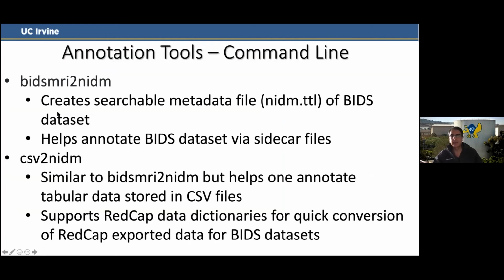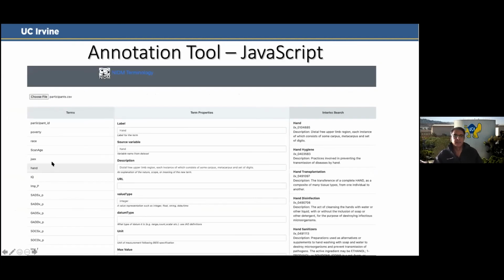So we have two command line tools for doing that: a BIDS to NIDM converter, and a CSV to NIDM converter, which can be used with any spreadsheet-style data set, any comma separated values file. And you can also do this with a JavaScript tool that we're developing. It's almost ready for prime time. So you load in your TSV file from your BIDS data set, and you do it this way.